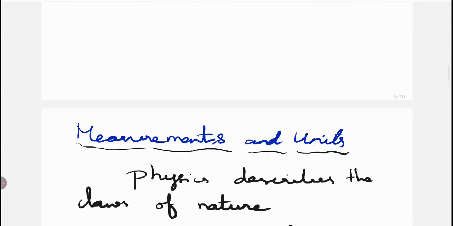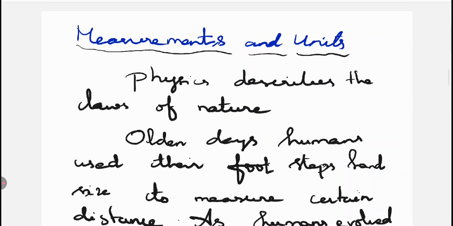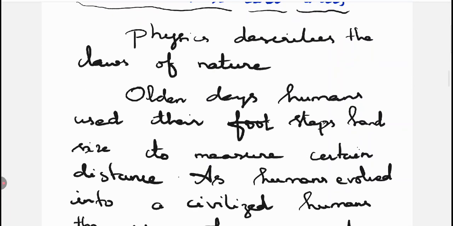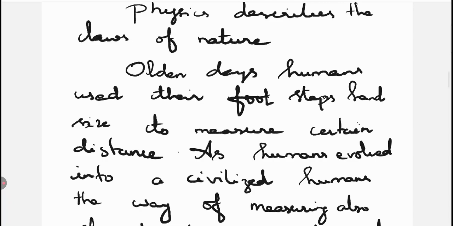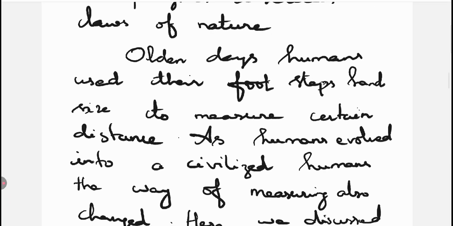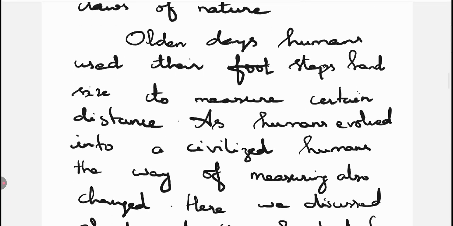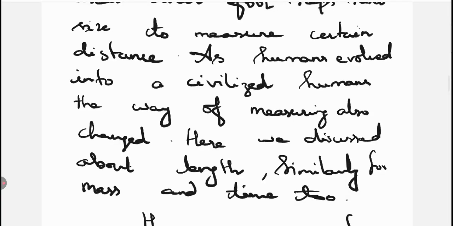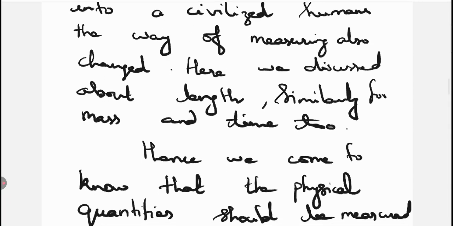So with this introduction, let's move on to the basic thing in physics, which is nothing but measurements and units. As you know, physics describes the laws of nature, how gravitation works, and a lot of other things also. So in olden days, humans used their footsteps and their hand size to measure certain distances. As humans evolved, they became civilized and they had different measuring things.